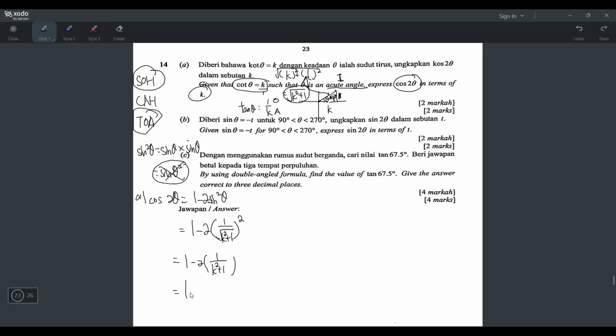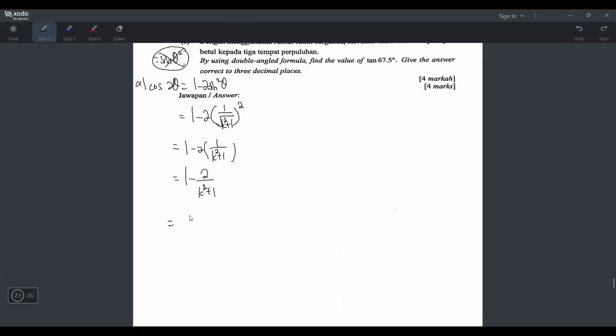So now it becomes 1 minus, and now you times 2. When you times 2, you multiply the top only. So 2 over k square plus 1. And you can just arrange this a little bit. What I mean by arrange is simplify: you make it into a single fraction.